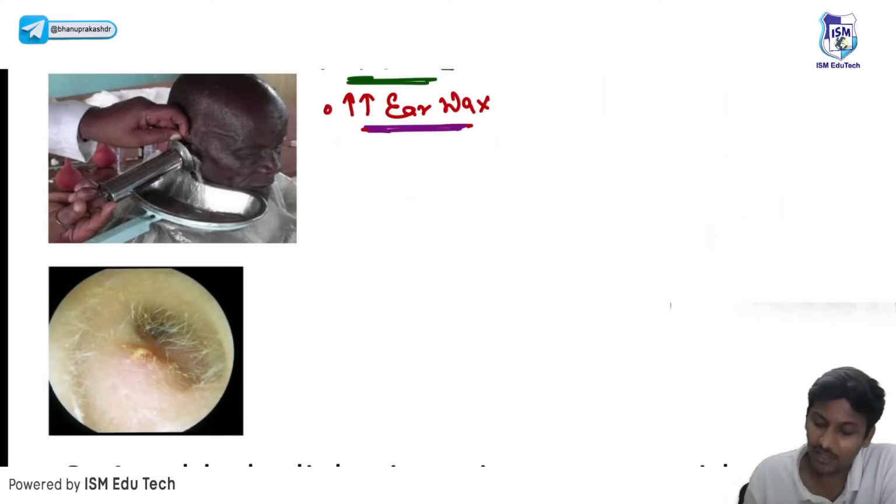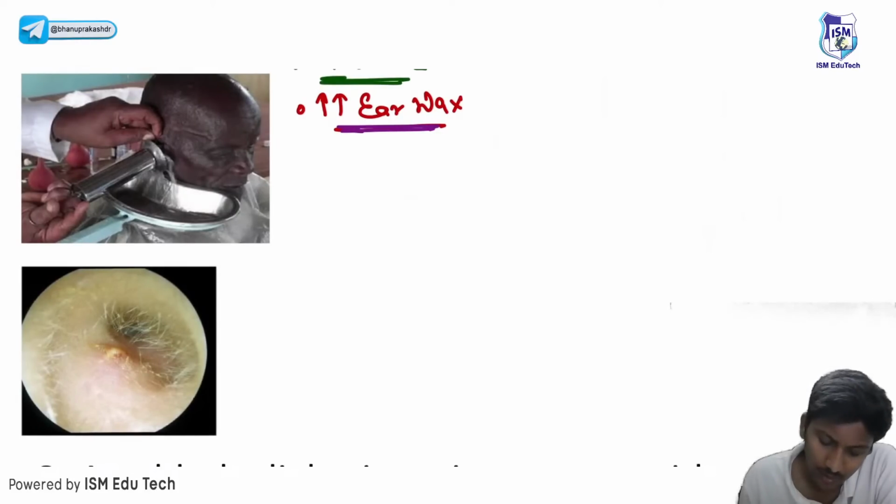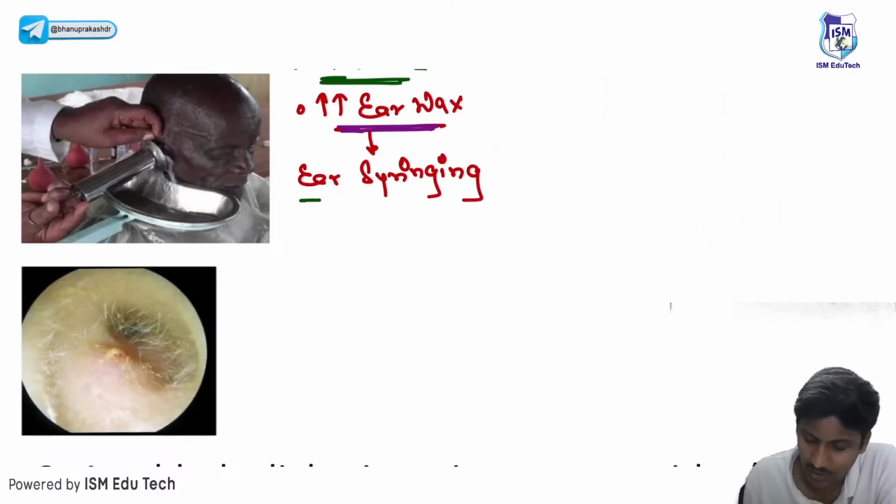So if there is a conductive hearing loss, what we need to do? We need to clean the ear. If there is excess of earwax, we need to clean the ear. And that is done by the procedure shown in the image known as ear syringing. Ear syringing means here they are using a metallic syringe.